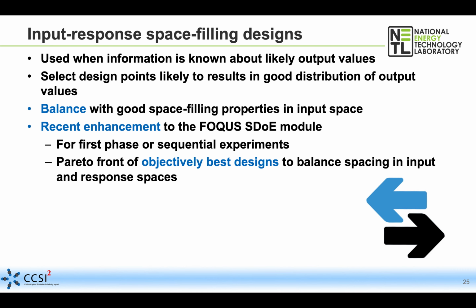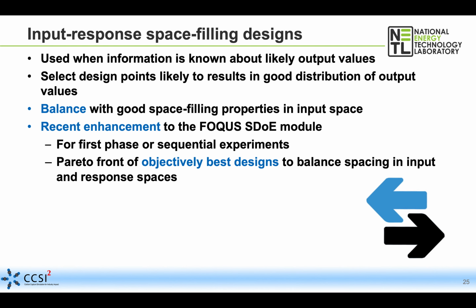Finally, we're going to talk about the input response space filling designs. These are going to be used when there is information known about likely output values for each of the input combinations that we might consider including in the design. In that way, knowing something about the output values that are likely to result, we can select design points that are likely to give us a good distribution of the output values as well as good coverage in the space of the input. So these designs really seek to balance good space filling properties in both the input and the output space.